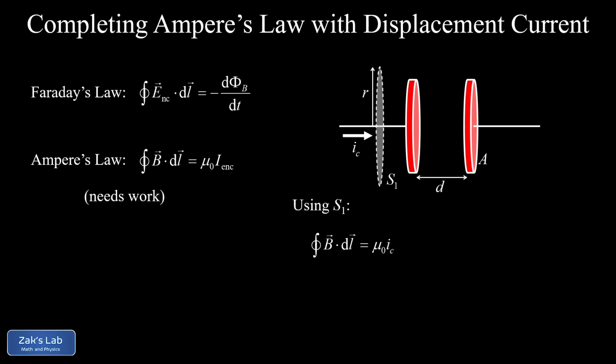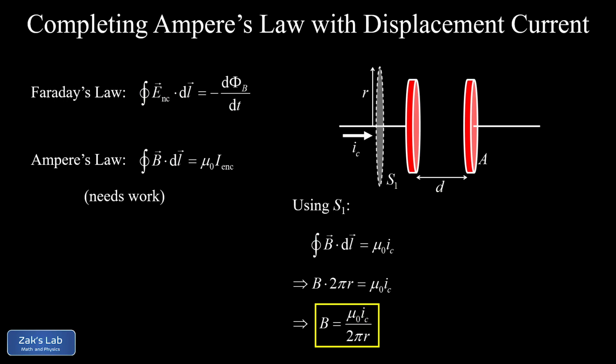And all the usual stuff happens. B is always parallel to the length increments, so the dot product is trivial. The magnitude of B is constant along the entire loop, so we can factor it out of the integral. And we end up just integrating dl, which just gives us the circumference of the loop, or 2 pi r. So finally, we solve for B, and we get this classic result that the magnetic field around the wire is mu naught I over 2 pi r. So nothing new has happened yet.